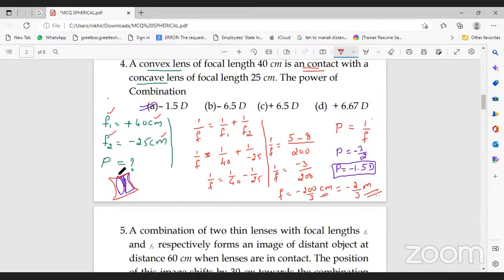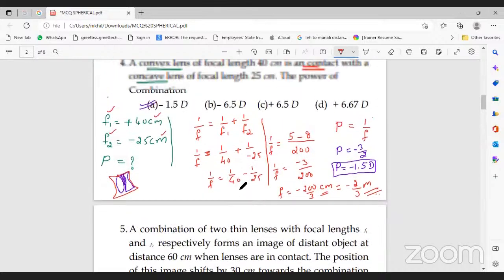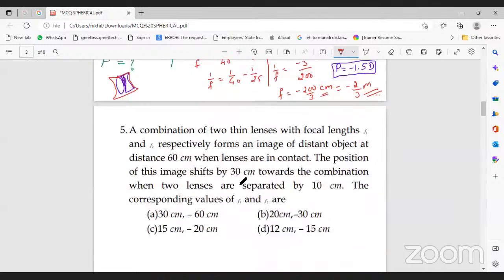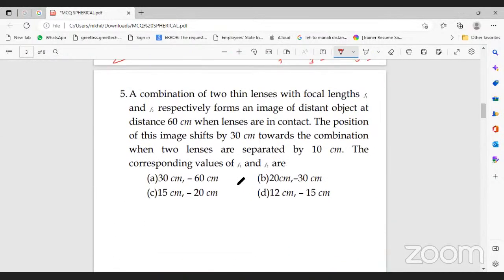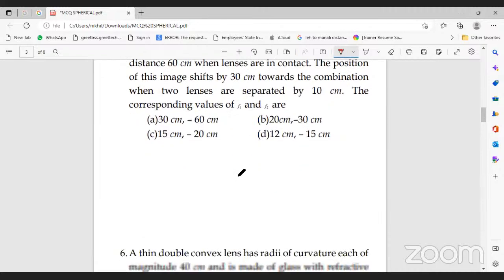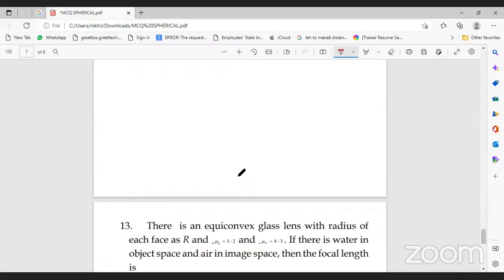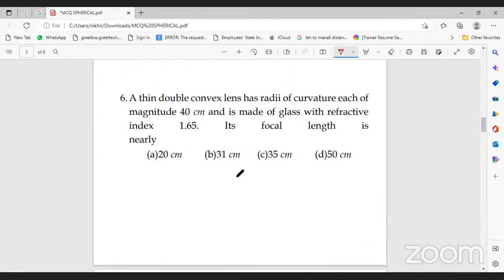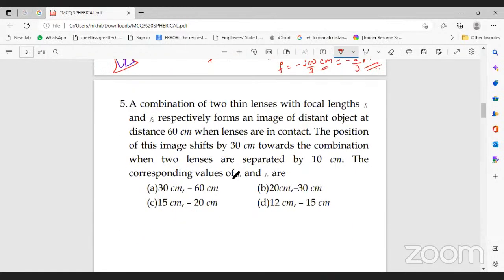Any doubts related to this? No, sir. So the next problem has a little more calculation involved. I will take up this fifth problem in the next session. Still there are 8 to 9 problems, so that I can complete this in tomorrow's session. After this, we'll go with the optical instruments, which is the last part of ray optics.